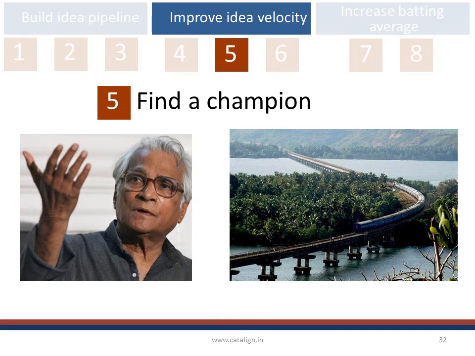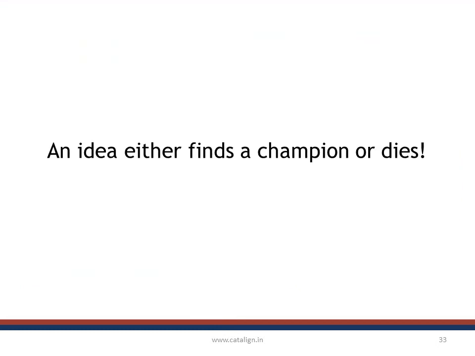On the left hand side, we see George Fernandez, who was a railway minister in India, and he decided to pursue an idea of coastal railway connecting Bombay and Bangalore. The budget requirement was huge, way beyond railways budget. So what did he do? He met chief ministers of various states, planning commission, prime minister, and removed the hurdles that was preventing the idea to move forward. And such a person we call a champion. The main point is an idea finds a champion or dies.